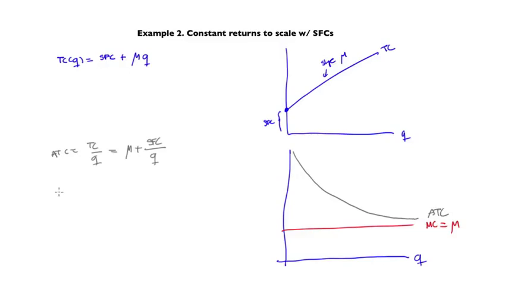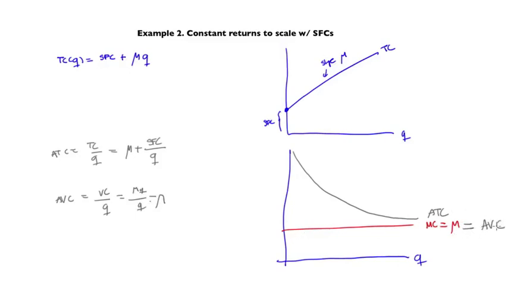Finally, what does the average variable cost curve look like? That is just the variable cost divided by Q, and in this particular case, it's just mu Q divided by Q, so equals mu. So this horizontal line is also equal to the average variable costs.